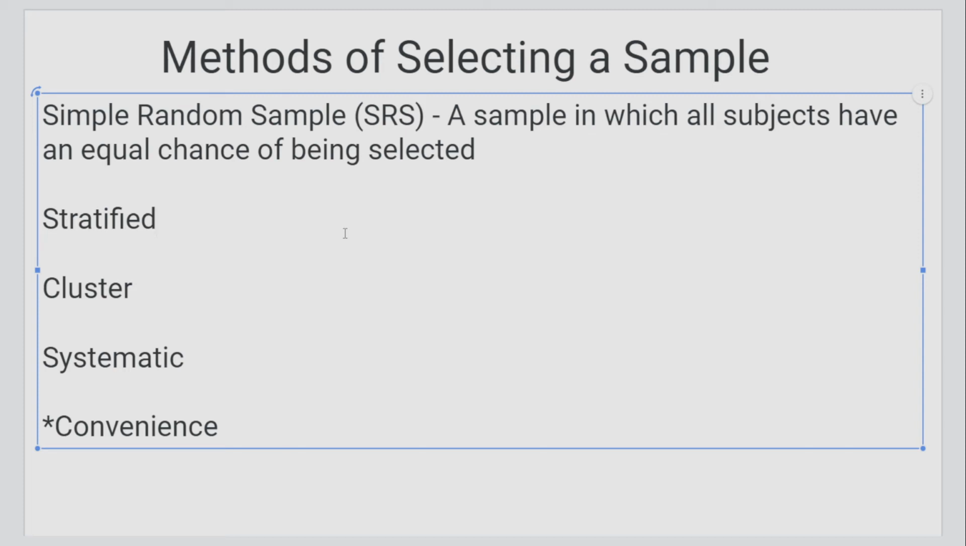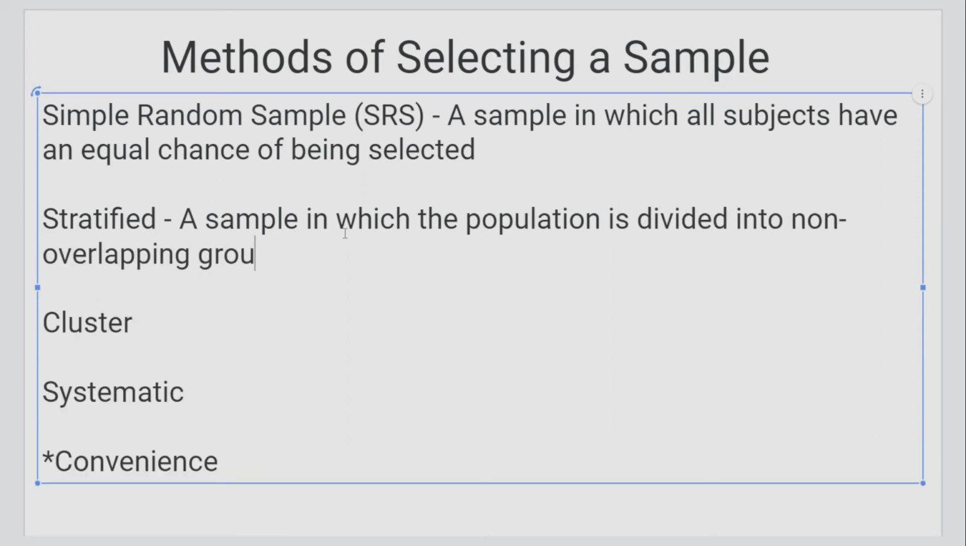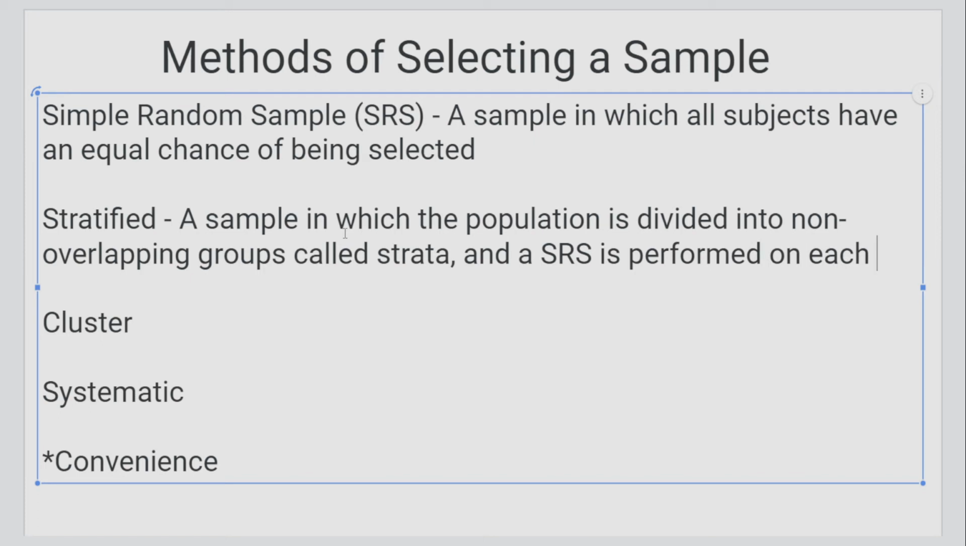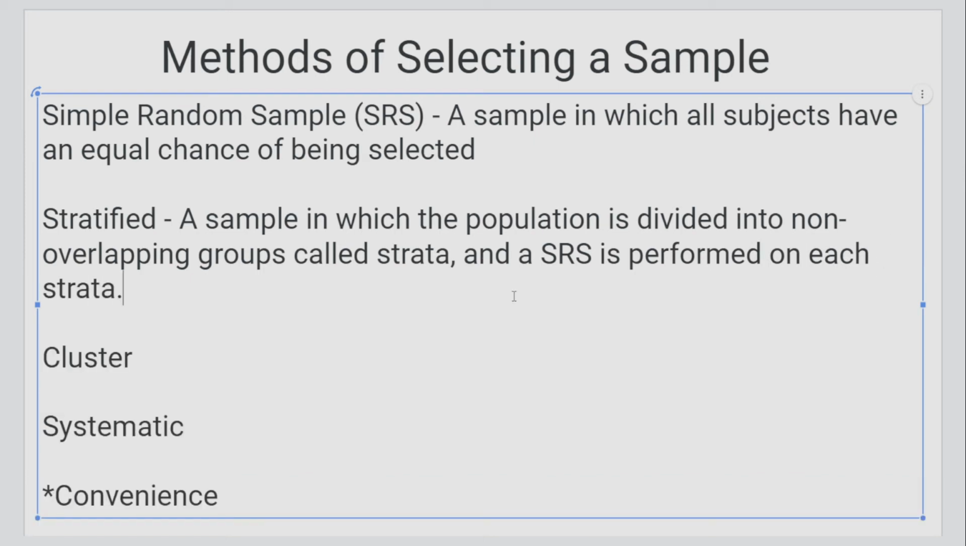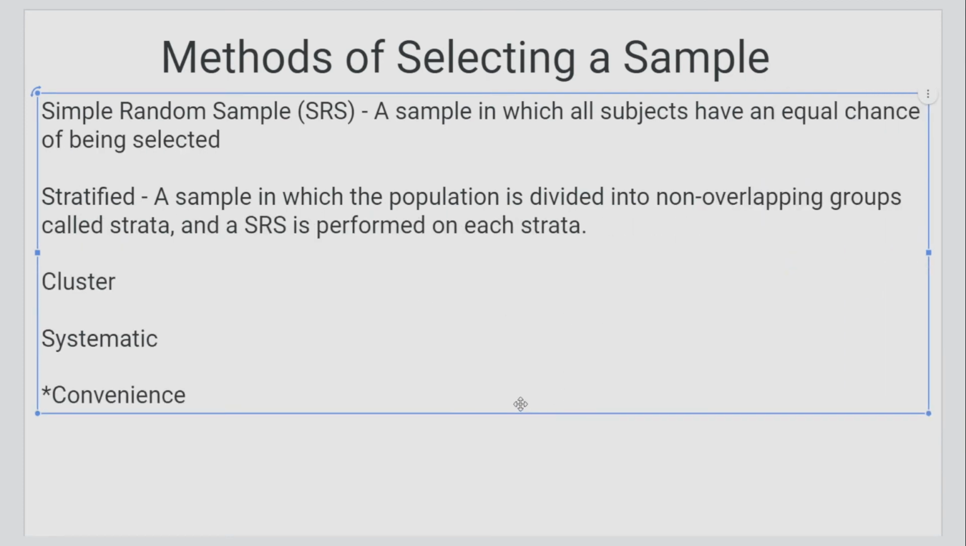Next up is stratified. So this is on the next page. Stratified is a sample in which the population is divided into non-overlapping groups called strata, and SRS is performed on each strata. I'm gonna make this a little smaller again. Hopefully you guys can still read that.